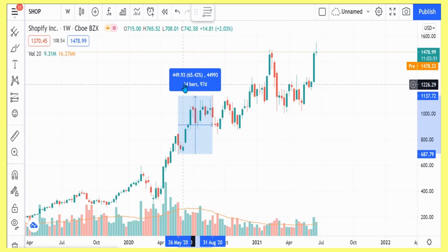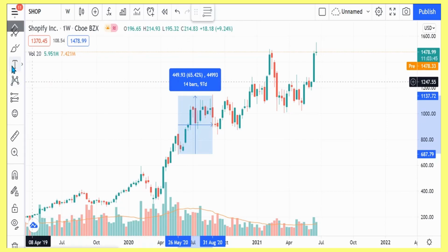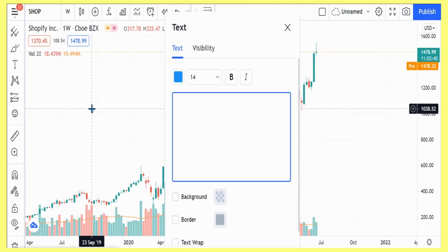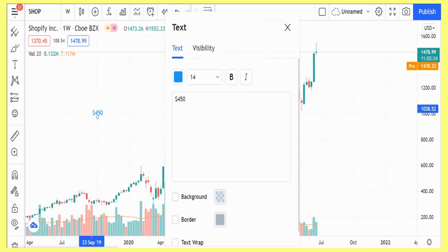Now we see that it has made a 449. We can just say 450. So it has made a move of 450, so $450. That's the first cycle move. I'll jot it down so that we don't forget it.